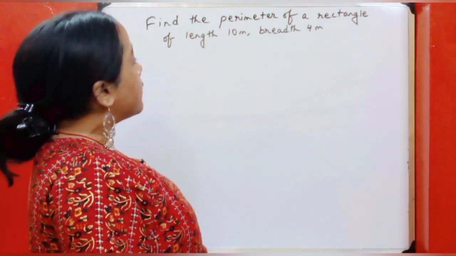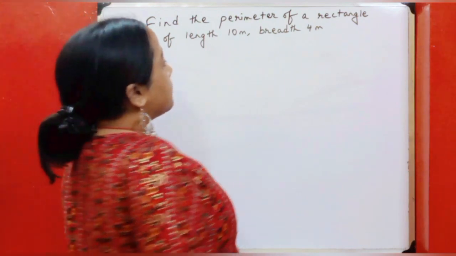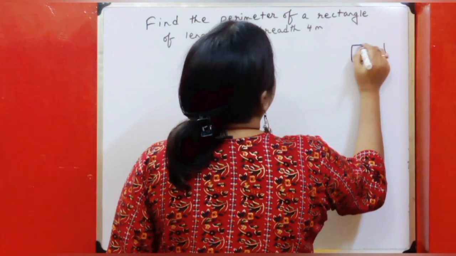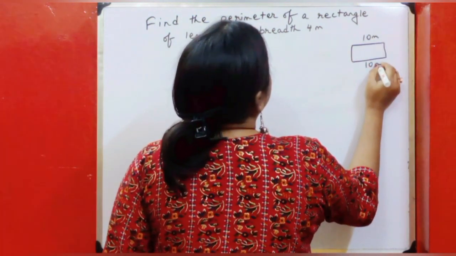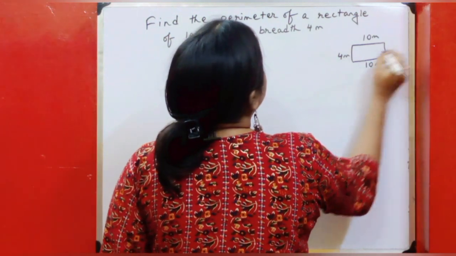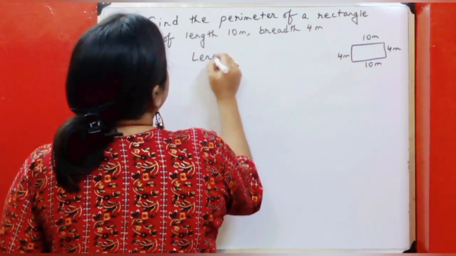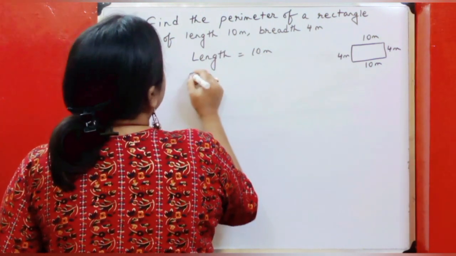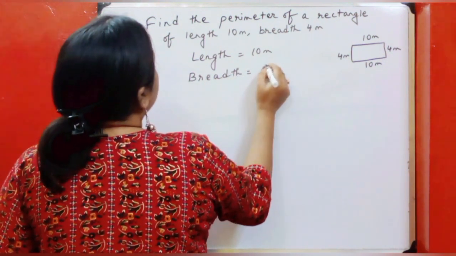Find the perimeter of a rectangle of length 10 meter and breadth 4 meter. Length 10 meter, breadth 4 meter.